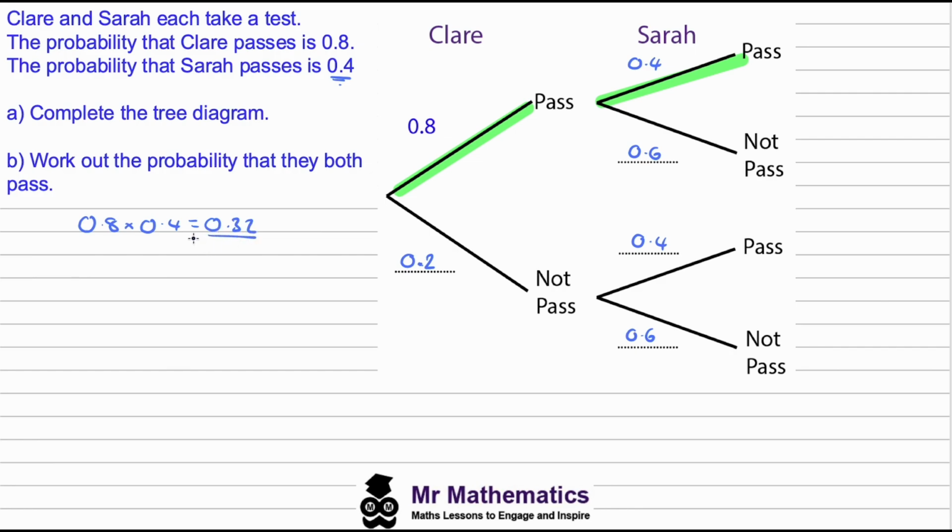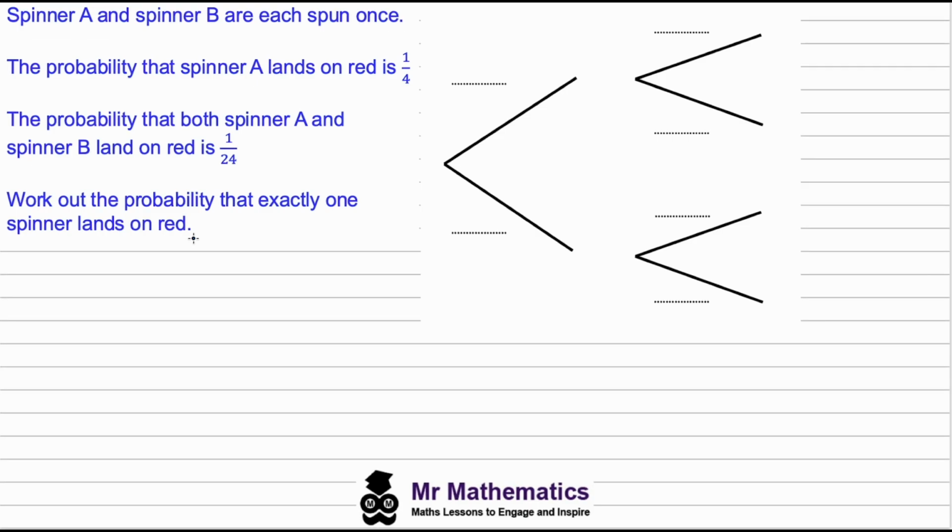let's try another question. So in this question, we're told that spinner A and spinner B are each spun once. The probability that spinner A lands on a red is 1/4, and that the probability that both spinner A and B land on a red is 1/24. We've been asked to work out the probability that exactly one spinner lands on a red. So do you want to try this question yourself?